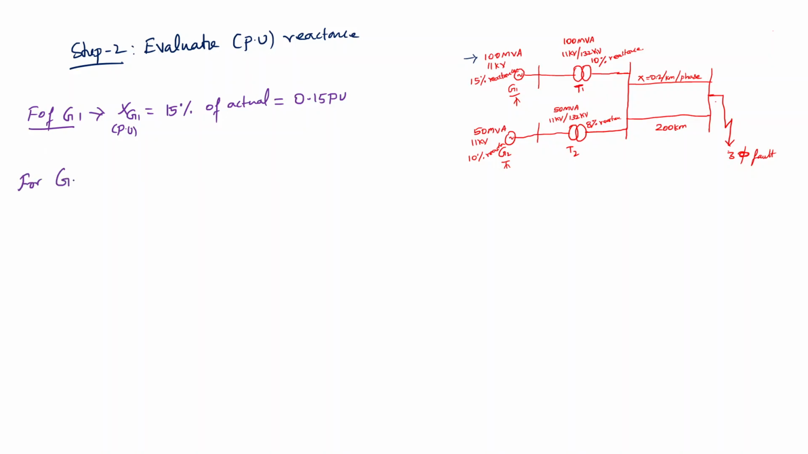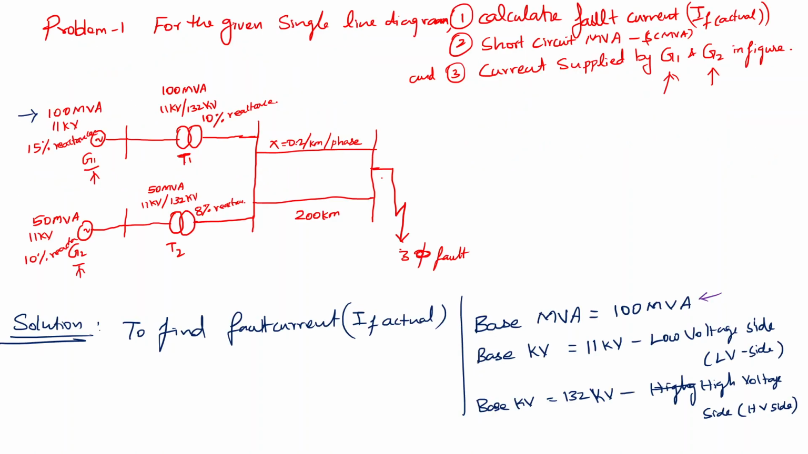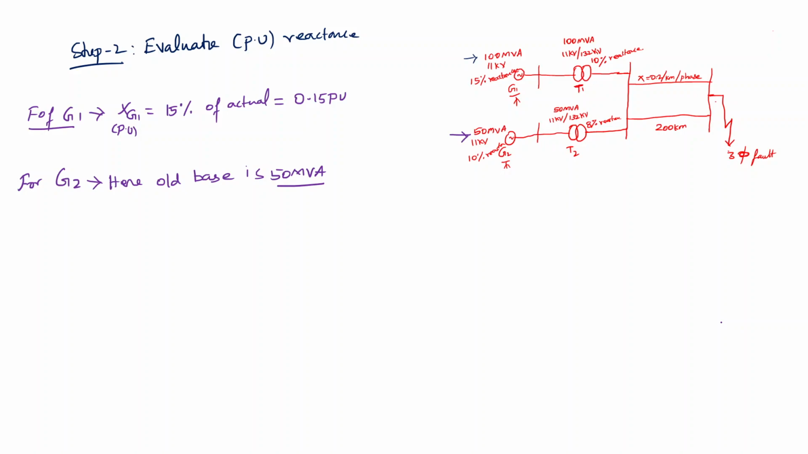For G2, what is the base they have given? The given base is 50 MVA, and for this 50 MVA they have given 10% reactance. But actually my total problem base is 100 MVA, so I need to use a common 100 MVA for the entire calculation.